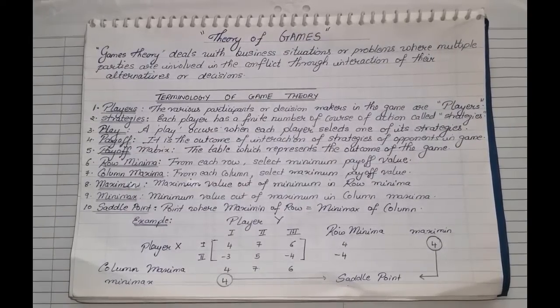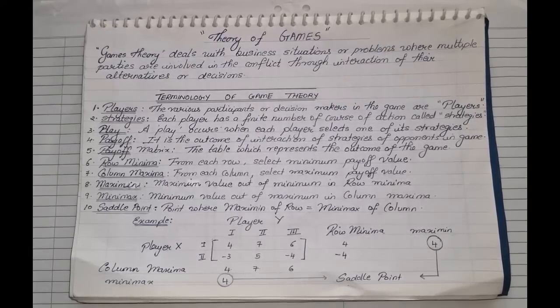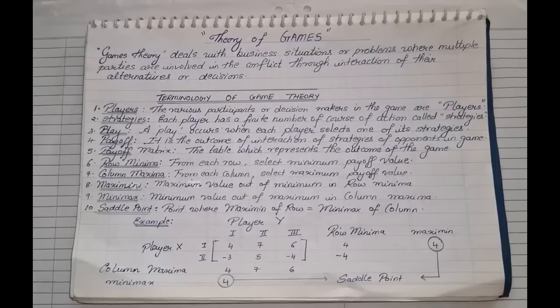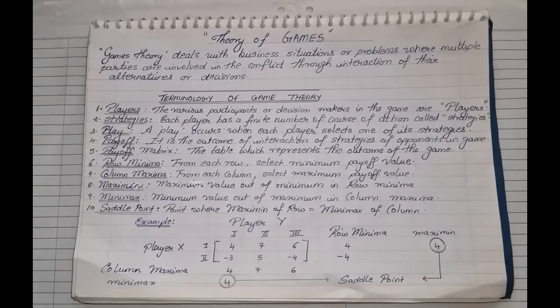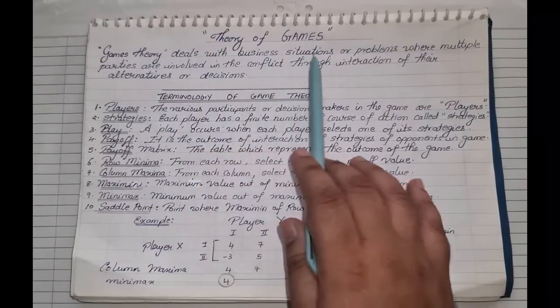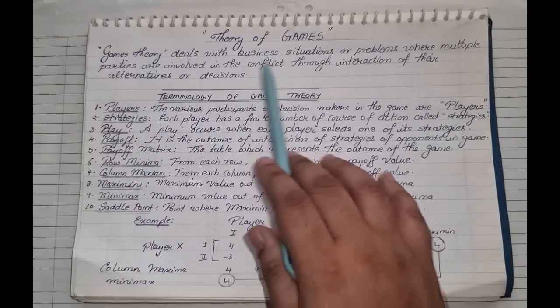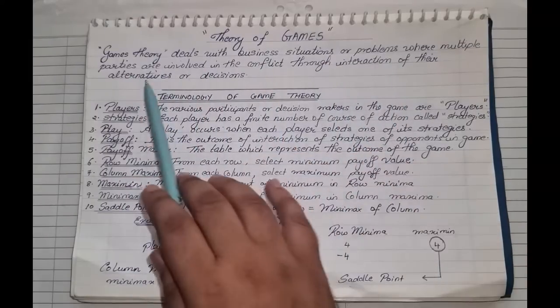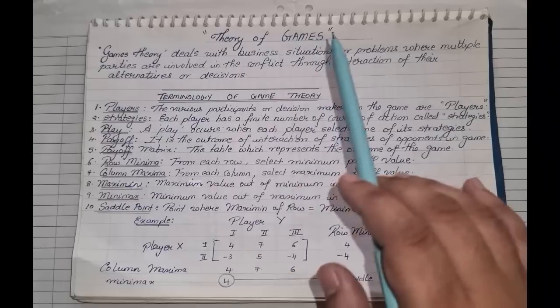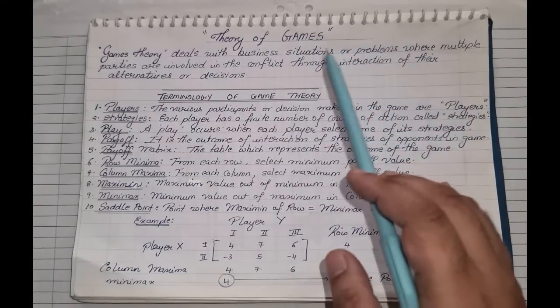Now before starting with the actual problem sum based on theory of games, or game theory, let us first go through some basic terminologies in this particular topic. First, the introduction: game theory deals with business situations or problems where multiple parties are involved in conflict through interaction of their alternatives or decisions. That's the basic meaning of game theory.